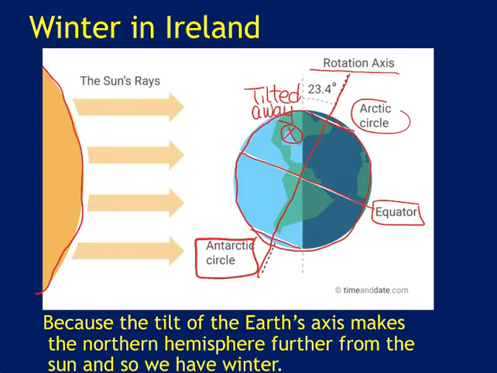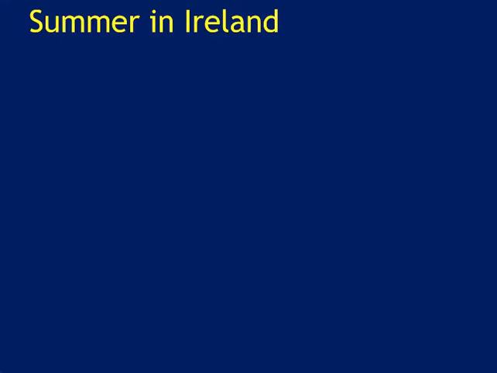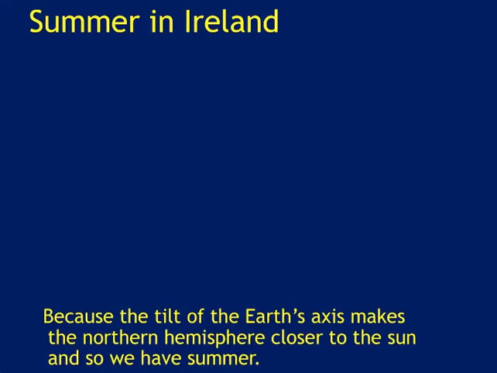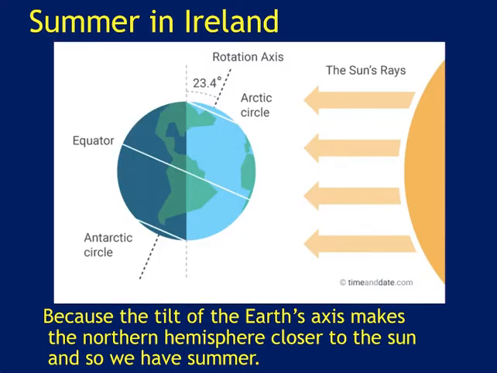Okay, if you want to put in our arrows for our sunlight, you can. So if you notice then down at the bottom, this part is now closer to the sun down here. So these guys have summer. So similarly, when it's now summer in Ireland, the tilt of the Earth's axis makes the northern hemisphere closer to the sun, and now we have summer.